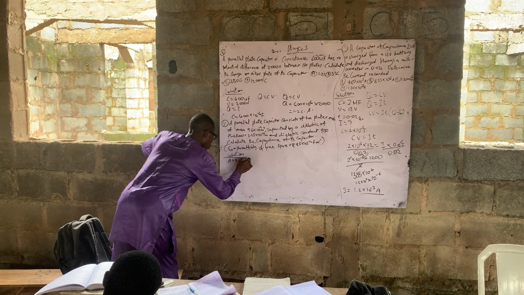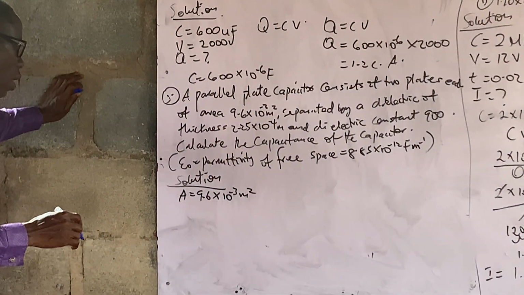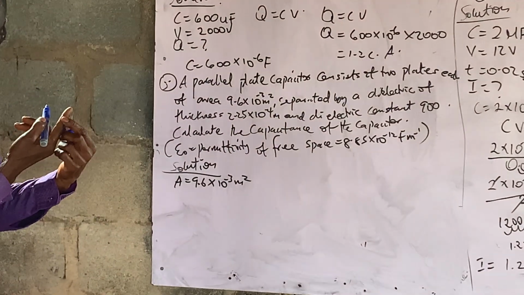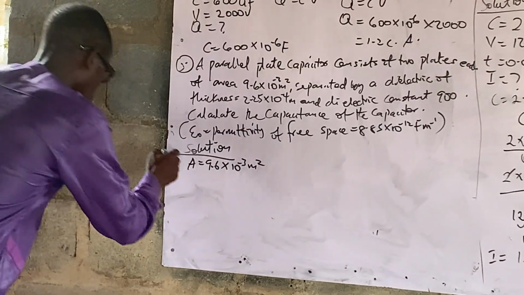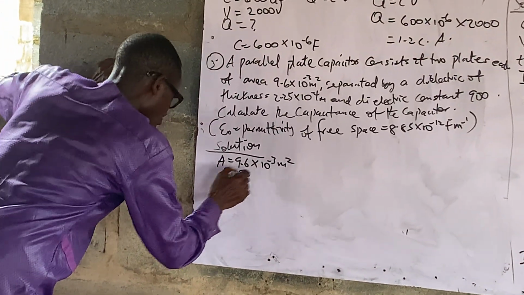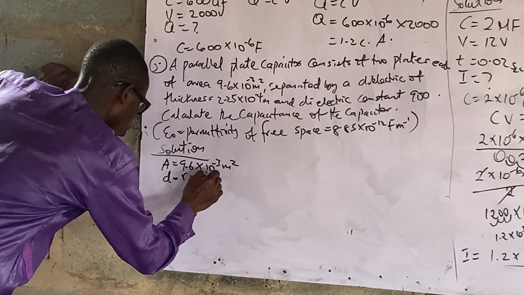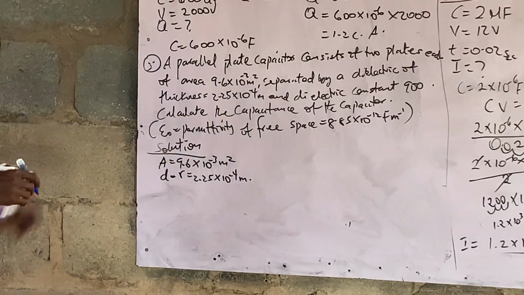6 times 10 to the minus 3 meters squared. Then we have our thickness. Your thickness is the distance. You understand? It can either be R or D. So D is also equal to R. So we have 2.25 times 10 to the minus 4 meters.